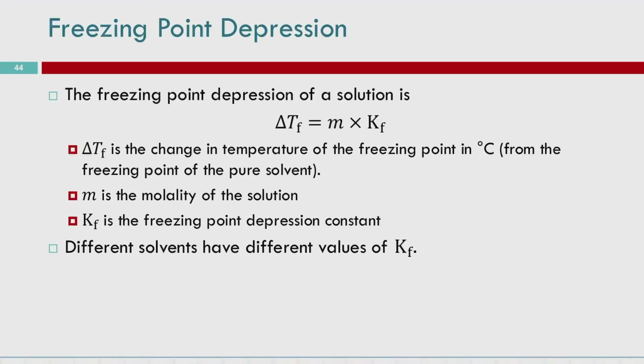Freezing point depression. The freezing point depression of a solution has this equation. Delta TF, the F stands for freezing. So the change in the freezing temperature is equal to the molality times the freezing point depression constant. F again stands for freezing. K stands for constant. So this is the constant of freezing.